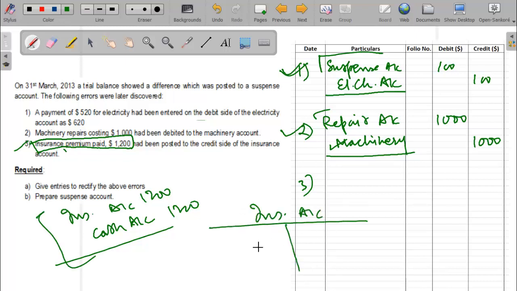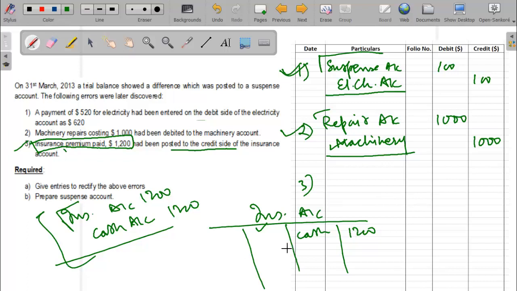In the ledger, according to this entry, it should be posted on the debit side of the insurance account, isn't it? But what I did, see, I posted to the credit side. Instead of writing 1200 here, by mistake I wrote 1200 here. Now how to rectify this?